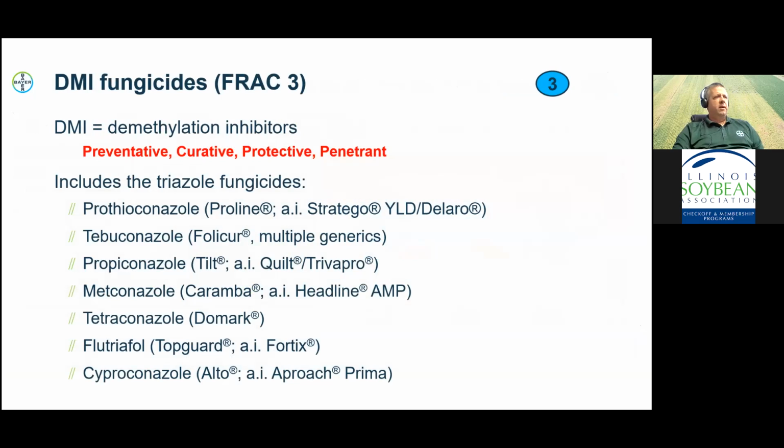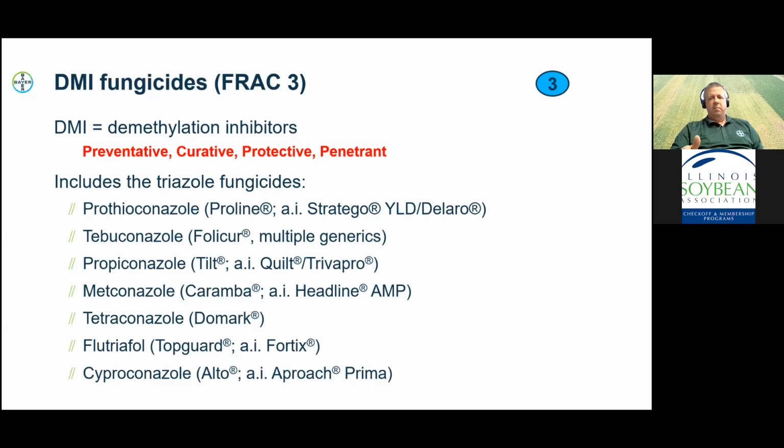The second group is DMIs, which includes the triazoles. These really are kind of do it all. So they can prevent infection, they can cure infection, and they can protect the plant. Now, when we talk about curative, what we're talking about is, once that fungus has started to develop, it can stop that infection and it can stop it from going any further.